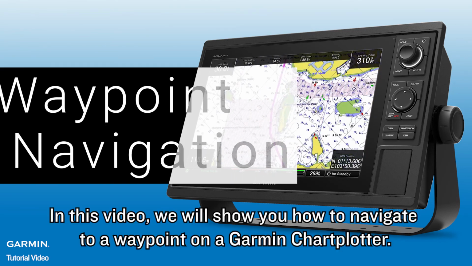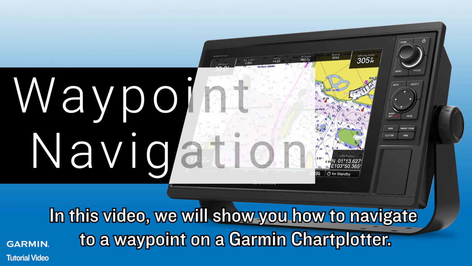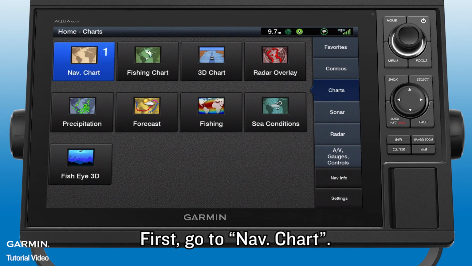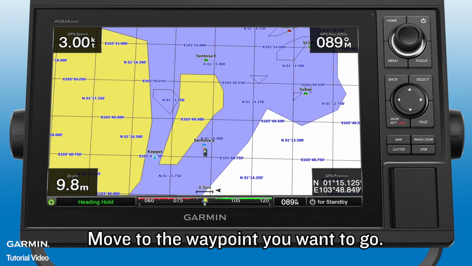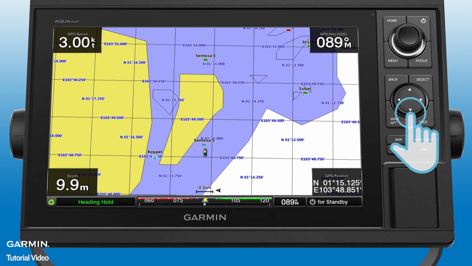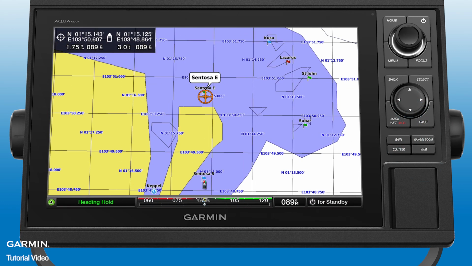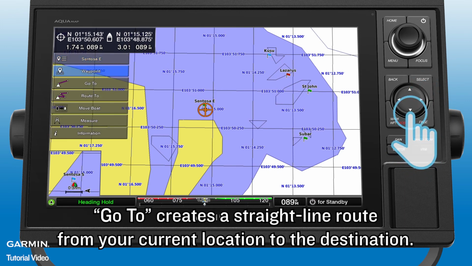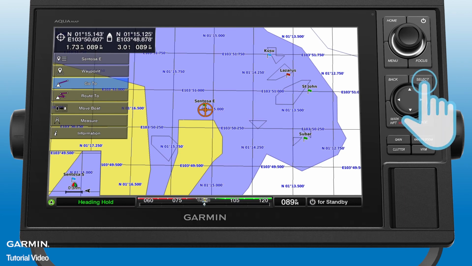In this video, we will show you how to navigate to a waypoint on a Garmin Chartplotter. First, go to Nav Chart. Move to the waypoint you want to go. Press Select. Go to creates a straight line route from your current location to the destination.